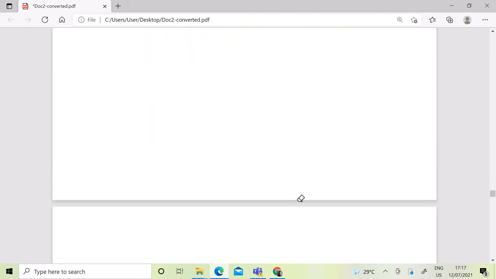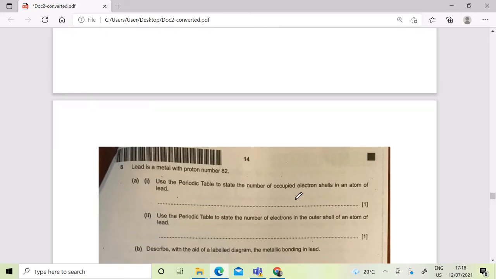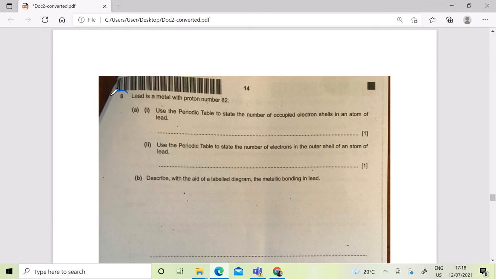That's question number 7. Going to question number 8 now. It's about lead. Lead is a metal with proton number 82. Use the periodic table to state the number of occupied electron shells in an atom of lead. The occupied number of shells. Part 2 is asking to state the number of electrons in the outer shell. The number of outer electrons goes with the group number, and this is asking for the period number.